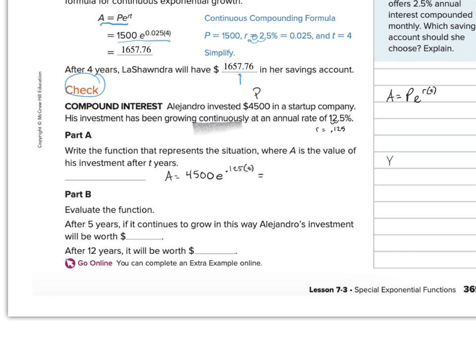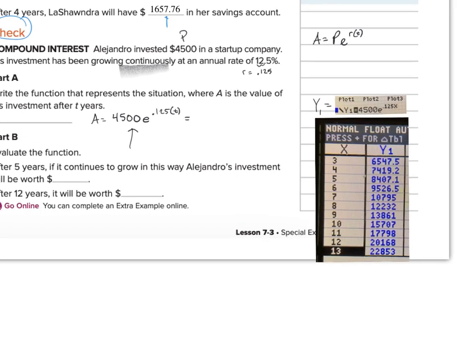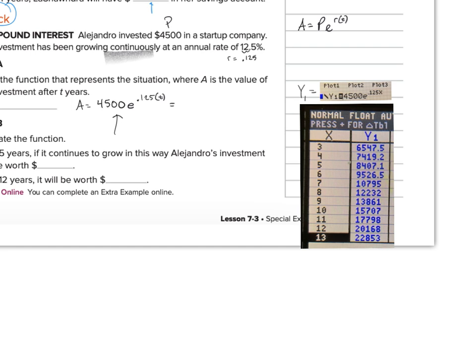Again, y1, and then input this into my y1 category. So when you put it into your calculator, you can do it out manually, or you can put it into y equals. I do y equals because I'm looking for more than one value. So when I plug this in, x being my variable, at 5 years my value is going to be worth $8,407.1.